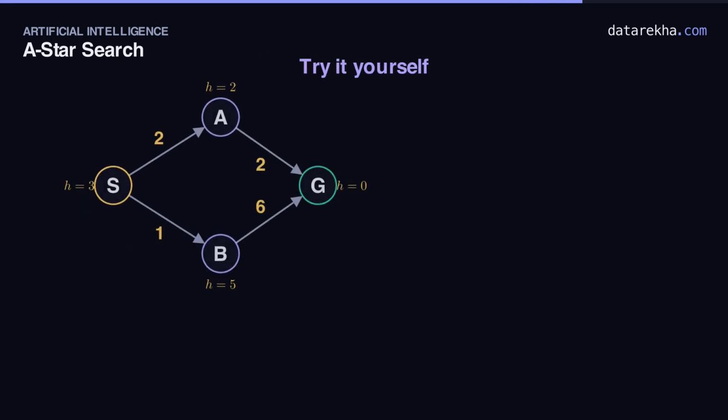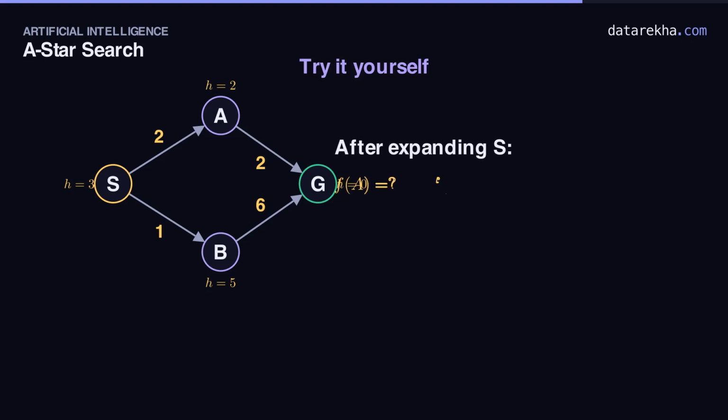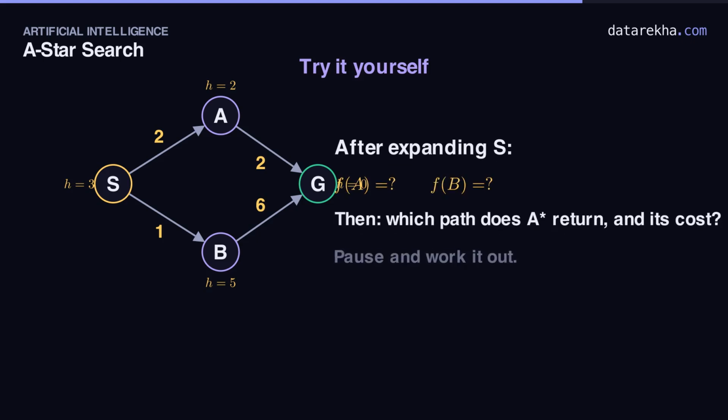Your turn. A fresh graph. S to A costs 2, S to B costs 1, A to G costs 2, B to G costs 6. The heuristics are in gold. 2 tasks. After you expand S, what are f of A and f of B? And then, which path does A star return and at what cost? Pause here and work it through.